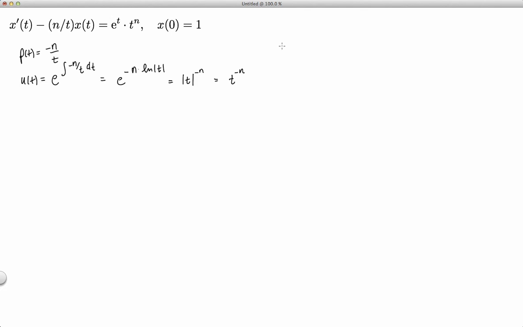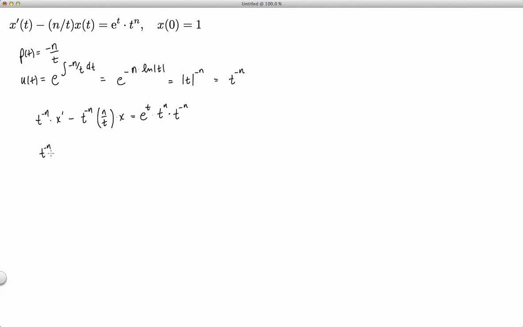So if we take the original equation and multiply through by the integrating factor, we get t to the negative n times x prime minus t to the negative n times n over t times x, and then I get e to the t times t to the n, and luckily that looks like that's going to cancel out wonderfully there. So let's clean this up just a little bit.